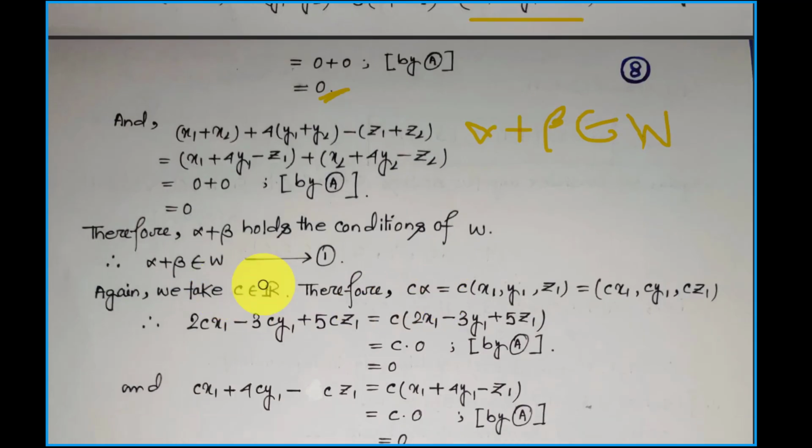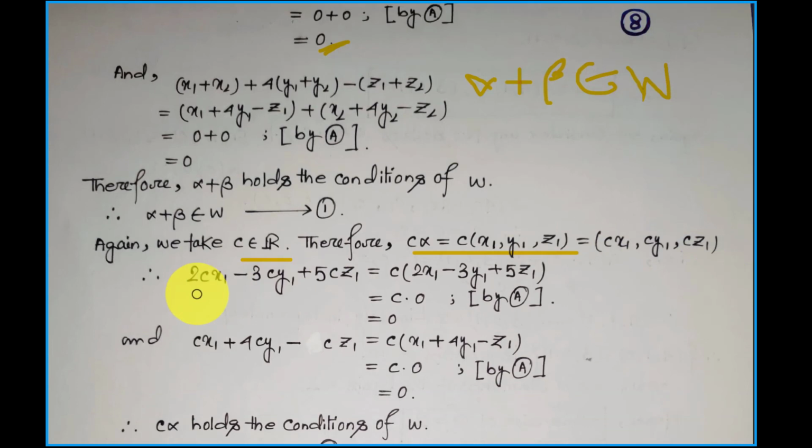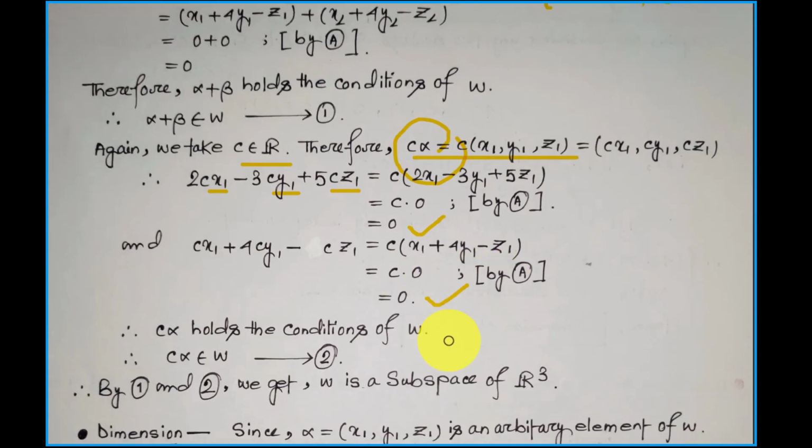Now come to our second condition, that is C alpha belongs to W. So we consider any arbitrary element C belongs to R. So C alpha will be Cx1, Cy1, Cz1. Now come to the first condition, that is 2x minus 3y plus 5z. This is our x, this is our y, this is our z. Simplifying we get 0. And x plus 4y minus z, with C common, this is also 0. Means both the conditions are satisfied by C alpha. So we can say that C alpha also belongs to W.